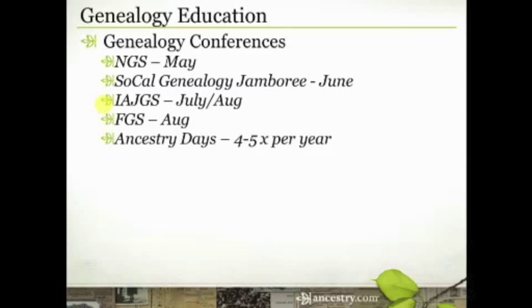And then Ancestry.com, we hold what we call Ancestry Days. These are usually one-day events or a Friday evening and then an all-day Saturday event. We do 4 to 5 of these a year, and we try to rotate cities throughout the United States. So our last Ancestry Day for 2013 will actually be November 9th in San Francisco, and then we start Ancestry Days up again next year in 2014, usually in about April.